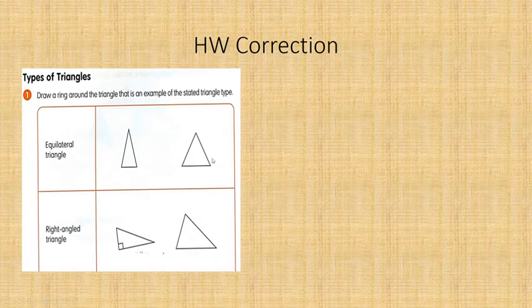Okay, so what about that one? I have this side equal to that side equal to that side, so all of the three sides are equal. So it means this is the equilateral triangle, so circle it. Okay, let's go to the second one.